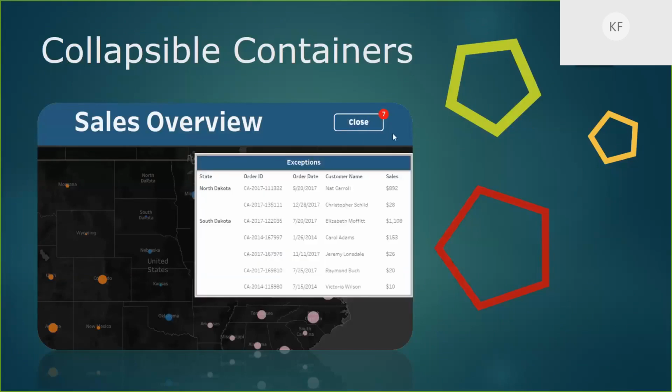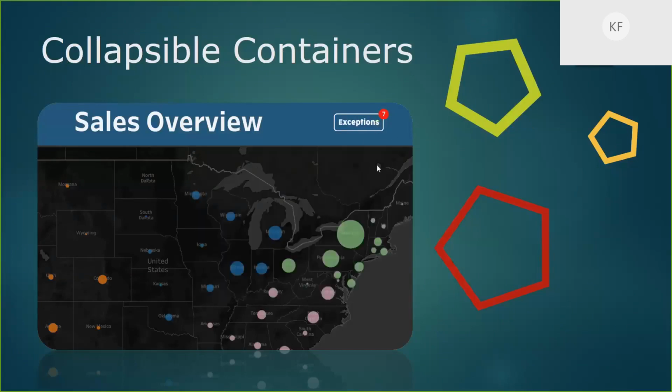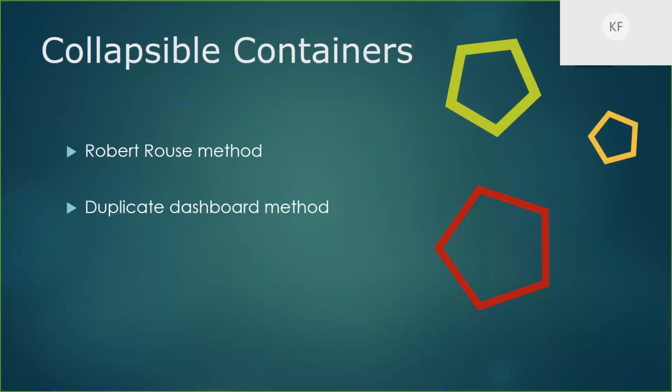Generally, a collapsible container is a floating container that you can open and close. You can see what that looks like on screen. Historically, we could do collapsible containers. I don't know if anybody's done it before, but a gentleman by the name of Robert Rouse, who's a former Zen Master and just a technical wizard at Tableau, developed a way to create collapsible containers in Tableau. The problem with it is it's hard to maintain, but the bigger problem is you basically had to be a Zen Master to be able to do it.